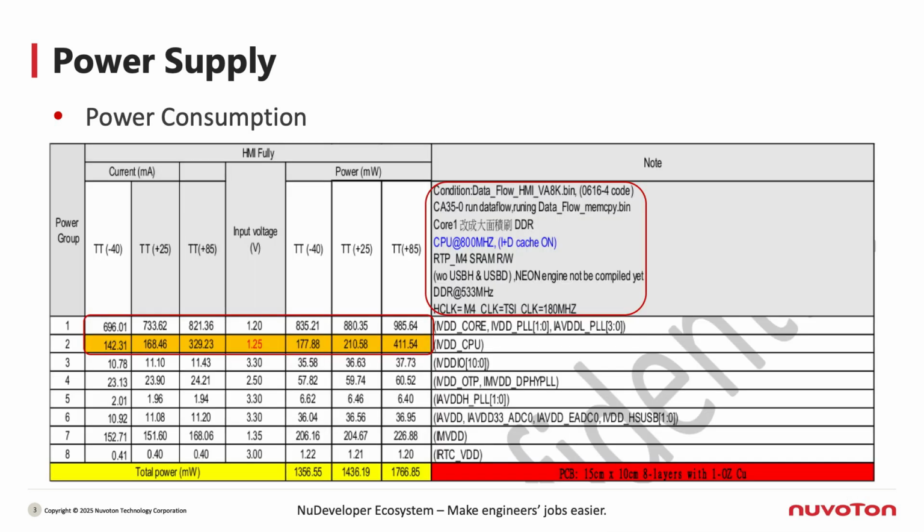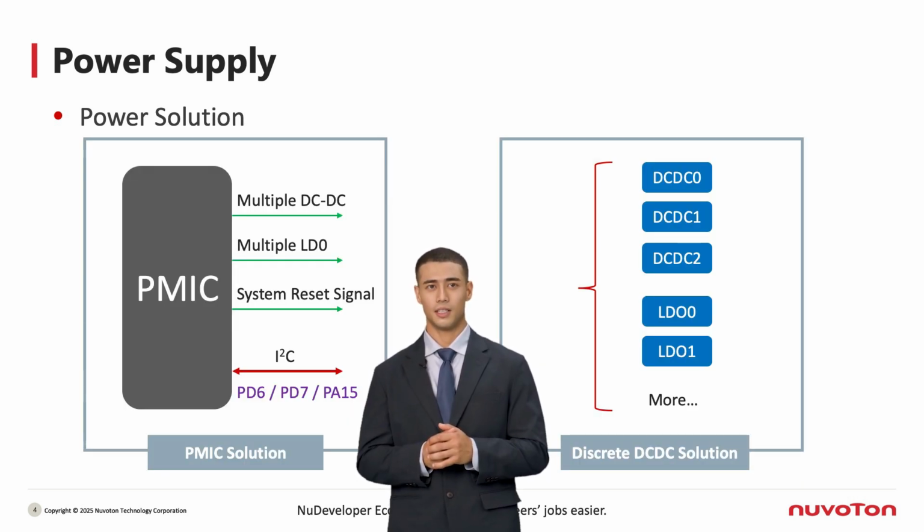The table shows the power consumption data of each power supply measured when the MA35D16A887C is running data flow, driving the HMI display, and playing back H.264 video. By looking at these numbers, we can better understand the power consumption of each rail, which helps in selecting the right power supply ICs, designing the schematic and PCB correctly, and leaving enough margin in case the application's power quality is not ideal. When selecting a power supply solution, two options are available: a PMIC or a discrete DC-DC design.